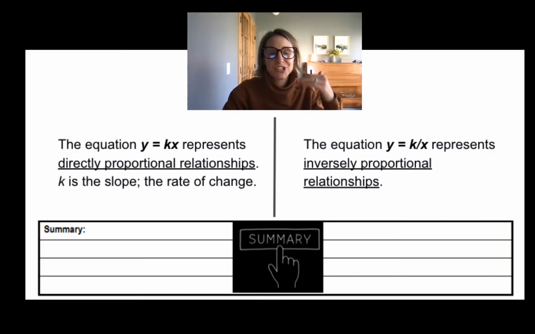It's summary time. We have finished our 8.4 lesson. The big thing today was recognizing the equation y equals kx represents directly proportional relationships. K is that slope, that rate of change. But then we also looked at an equation for inversely proportional relationships, and we still have a constant piece in there, k. K is still present, but our equation looks a little different this time. The equation y equals k divided by x represents inversely proportional relationships.